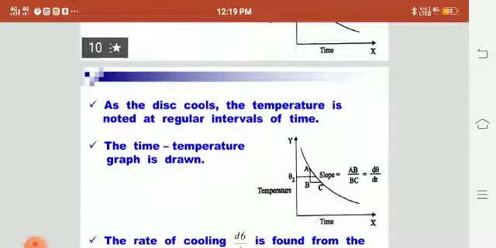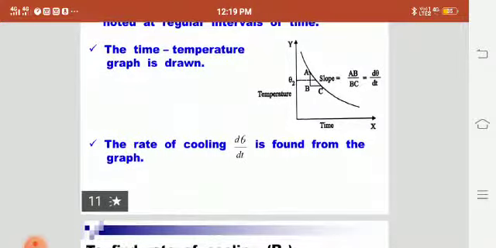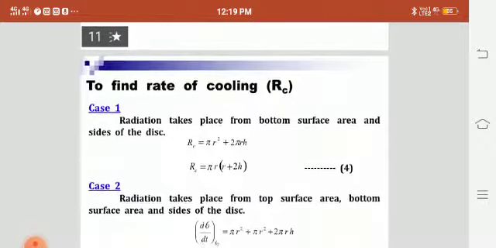The time and temperature graph is drawn where time is taken on the x-axis and temperature is taken on the y-axis. So that from the slope value we can get the rate of cooling, that is d theta divided by dt, and it is found from the graph, that is the slope value. By substituting this we can find the cases. Case number 1, that is radiation takes place from the bottom surface area and sides of the disc, that is RC is equal to pi r squared plus 2 pi r h. So RC is equal to pi r into r plus 2h.